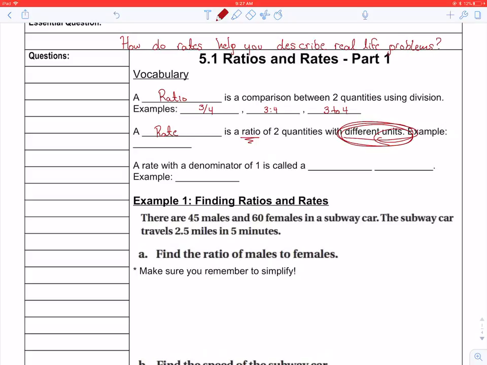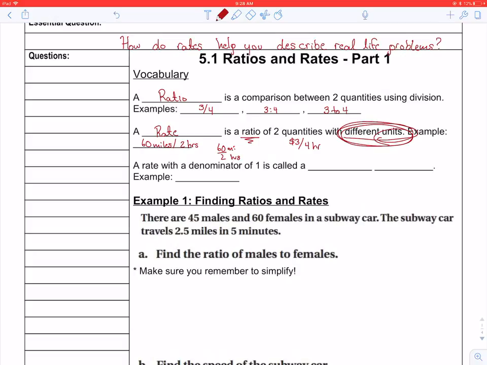So for example, that 3 to 4, we could say $3 every 4 hours, and we would consider that a rate. Or maybe you're more familiar with speeds. So we could say 60 miles every 2 hours, and that's a rate there. So the ratio is 60 to 2. But because we added two different units, we added miles and we added hours, this makes it a rate.